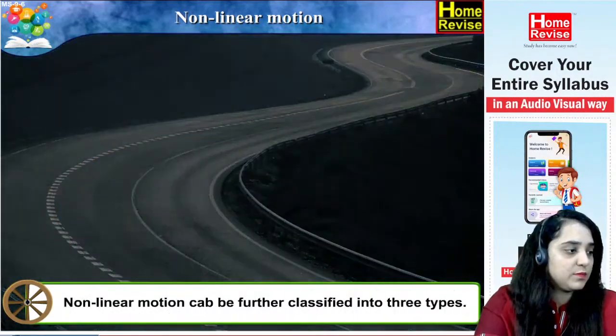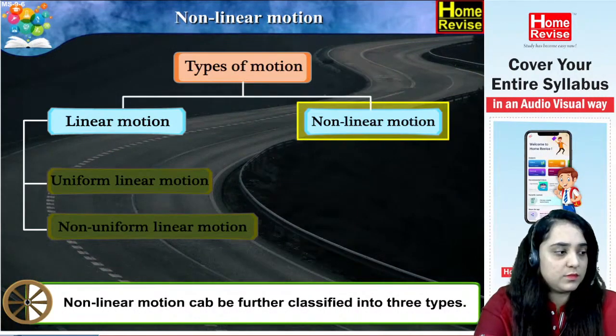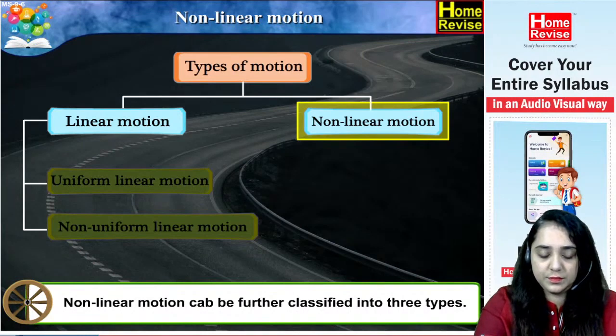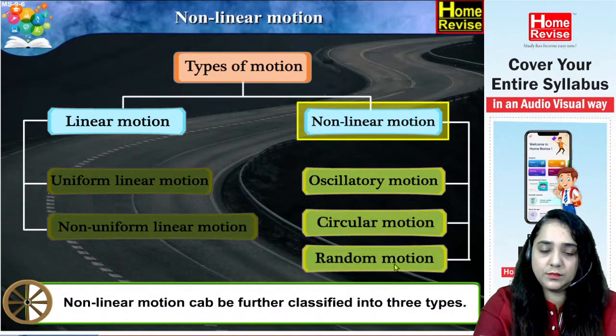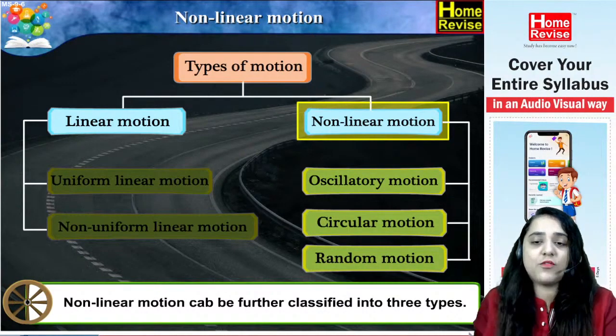Non-linear motion can be further classified into 3 types: oscillatory motion, circular motion, and random motion. Yes. So we have 3 types. First is the oscillatory motion.